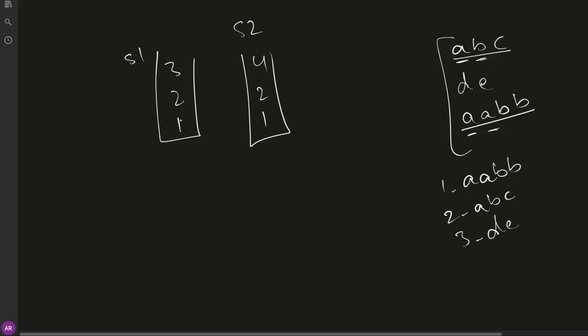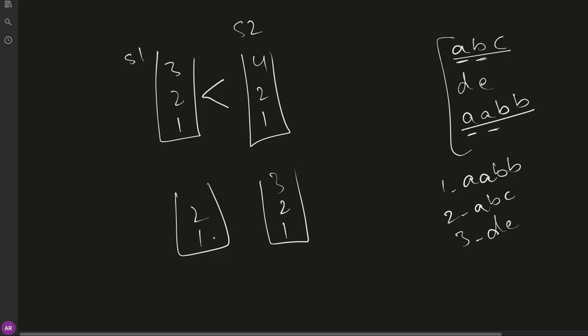So if we compare 1 with 1, we cannot decide because both are the same. We compare 2 with 2, we can still not decide because both are the same. And then we compare 3 and 4. As 3 is less than 4, we say that S1 is less than S2. If we have, let's say, 1, 2 and here we have 1, 2, 3.